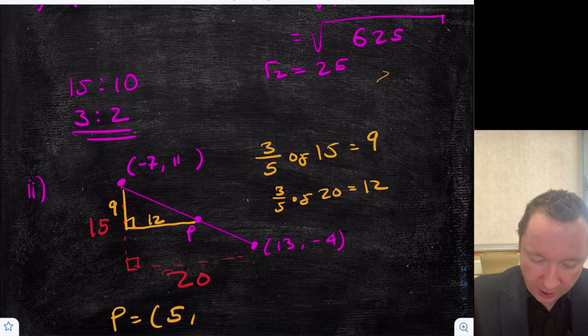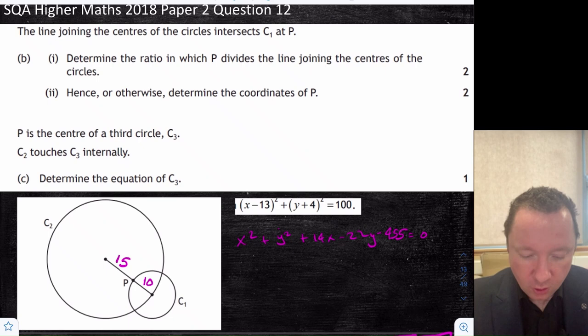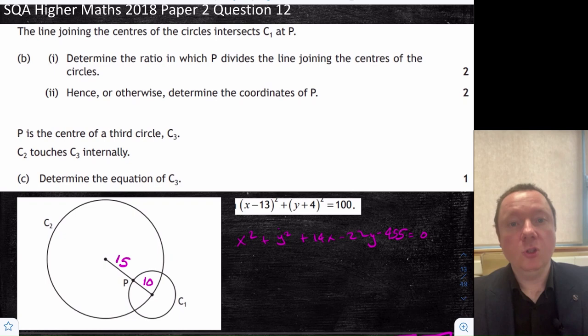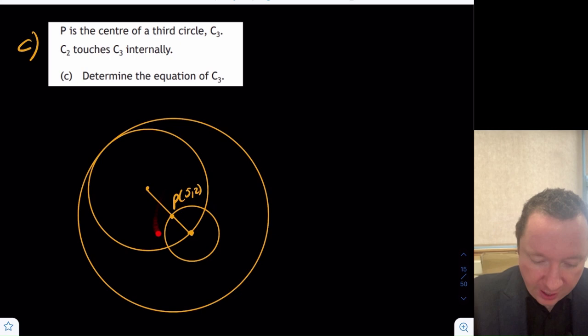And we're done there. P is the center of a third circle, C3. C2 touches C3 internally. Determine the equation of C3. So it's probably best to draw a picture for this one. So there's our original picture, and then we've got this new circle, and it says that C2 touches C3 internally, so it's touching it at one point inside the circle. And we have to determine the equation of C3.